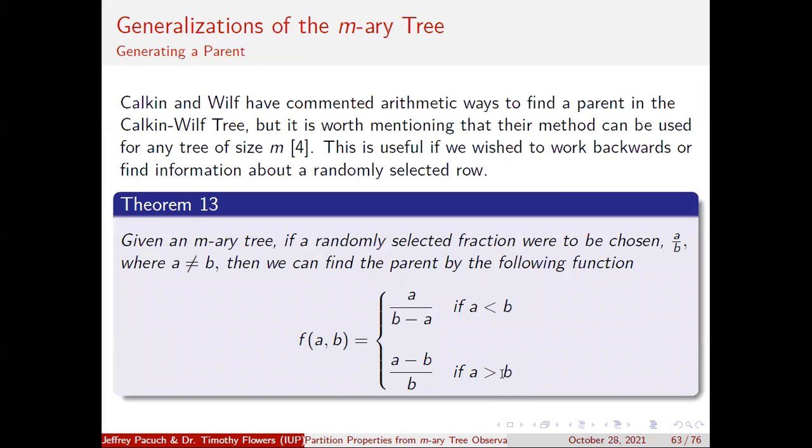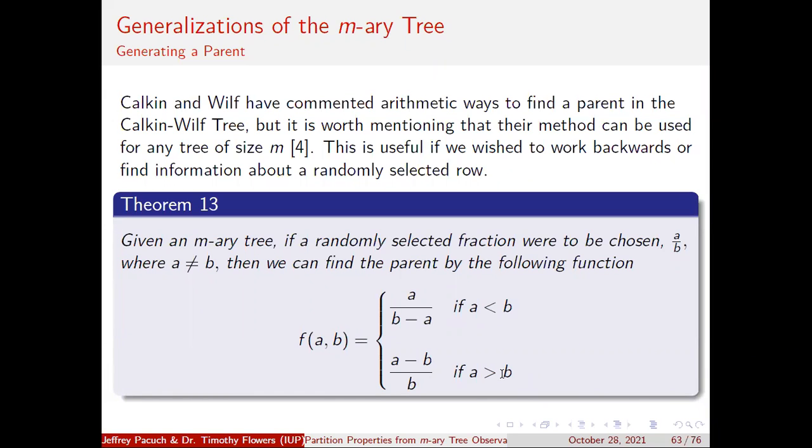Okay, so let's talk about some parent generating functions. As Calkin and Wilf mentioned in their original paper, they said that they have some ideas on how to generate a parent. So it is still worthy of mentioning that given some fraction a over b in the m-ary tree, we can find the parent of that fraction a over b given the following function. We have two cases: if the numerator is less than the denominator or the denominator is bigger than the numerator, we can see what the children are. And as long as a is not equal to b, we can still find the parent for that specific fraction.